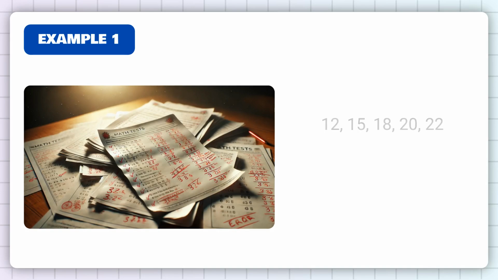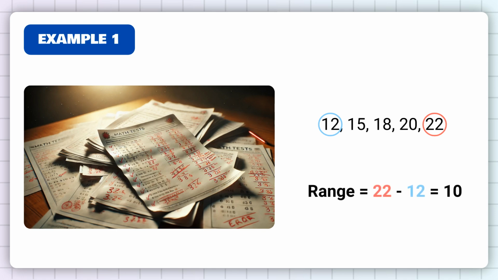Let's begin by examining a simple example to illustrate how to calculate the range. Consider the following set of test scores: 12, 15, 18, 20, and 22. First, identify the highest and lowest values in the dataset. Here, the highest value is 22 and the lowest value is 12. Next, subtract the lowest value from the highest value to find the range. Here, this is 22 minus 12, which equals 10. So the range of this dataset is 10. This tells us that the test scores vary by 10 points.